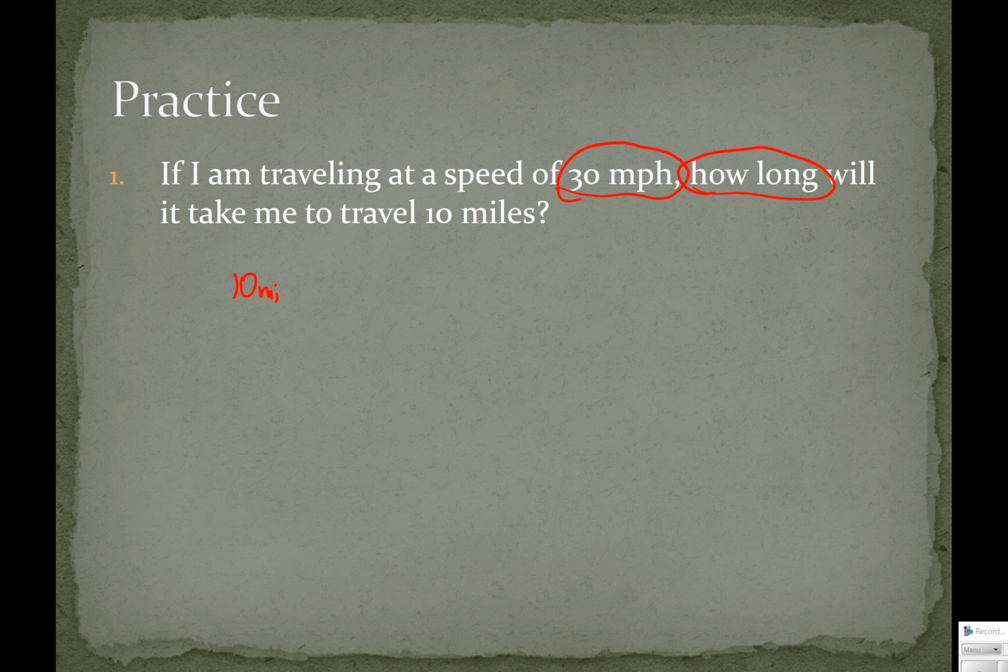And you look at that, it's like, well, that's not a conversion factor. Well, it is. It's 30 miles for every 1 hour. And we can look at this a couple ways. This could be 30 miles for every 1 hour. Or it could be 1 hour for every 30 miles. And I'm going to choose this one.